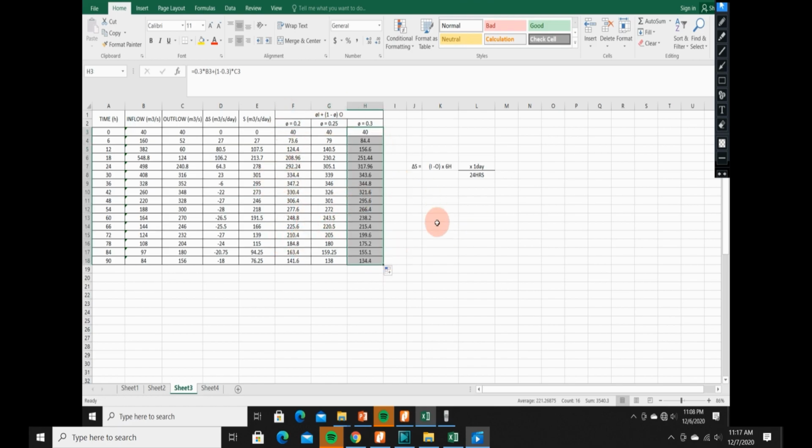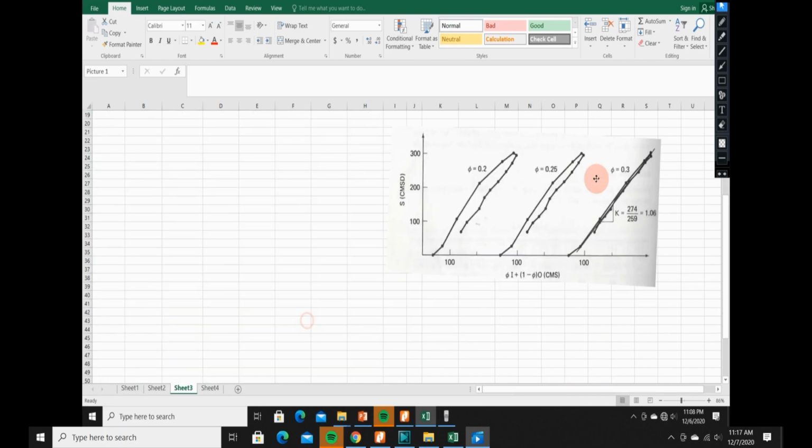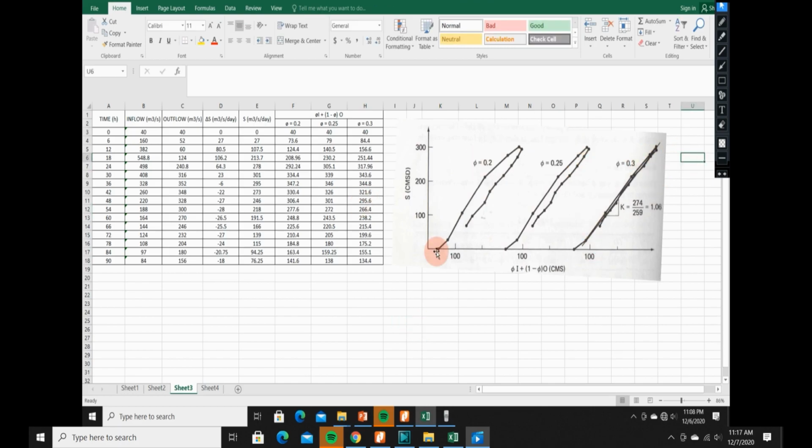And we have our graphical representation here between the storage and the 3 columns at the rightmost part, with the corresponding storage at the respective value of phi. So they are all in cubic meter per second per day. And on the first graph, or on the third graph rather, we have our slope, which is 1.06. We are just taking a straight line from the graph to determine the slope.